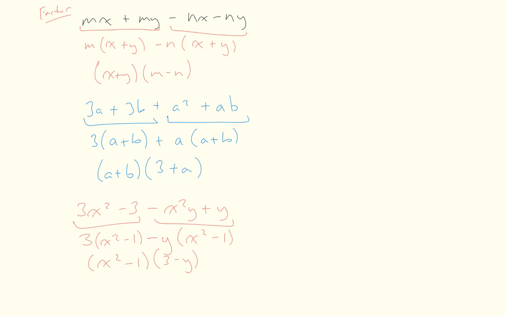Not actually, because one of my factors is still factorable. I need to remember that a square minus a square, like x squared minus 1, is a difference of squares. So that factors right down to x plus 1, x minus 1, and the 3 minus y is still there. So this one ends up all the way down to being 3 factors.